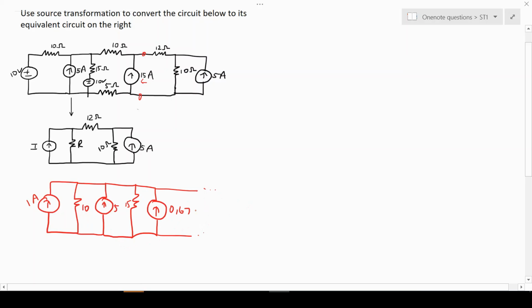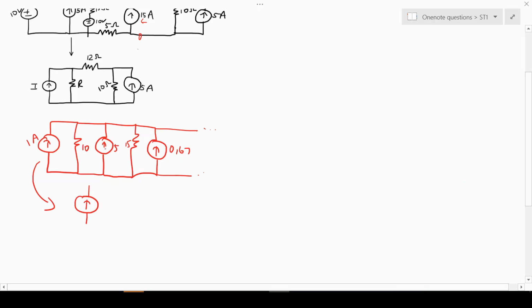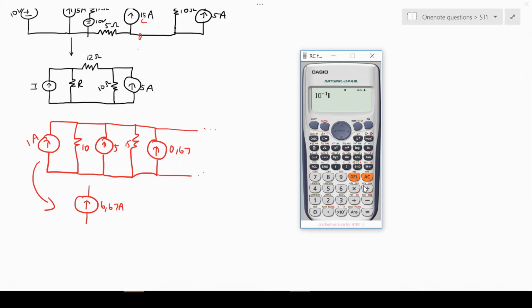Then we can add the 3 current sources to give you one current source with a value of 1 plus 5 plus 0.67. So let's give you a value of 6.67 amps. We can add the resistors, that's 10 in parallel with 15. So 10 in parallel with 15 gives you a value of 6 ohms.